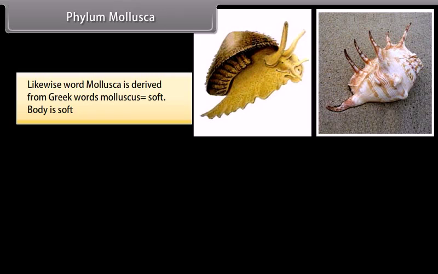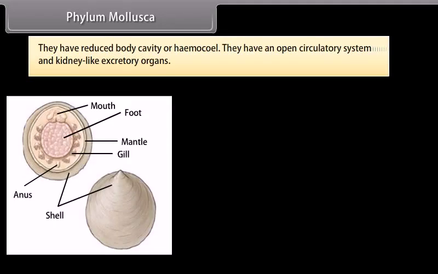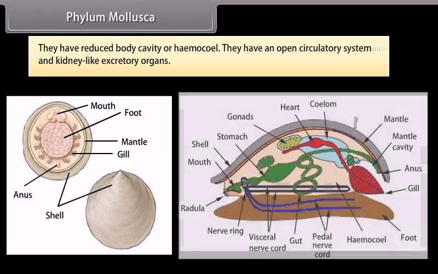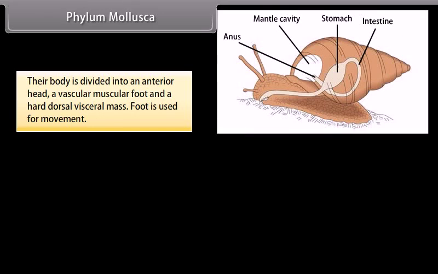Phylum Mollusca. Likewise, the word Mollusca is derived from the Latin word molluscus, soft, the body is soft. The animals of phylum Mollusca are bilaterally symmetrical with little segmentation and without appendages. The size of the body ranges from microscopic to a giant, that is, the octopus. They have a reduced body cavity or hemocoel. They have an open circulatory system and kidney-like excretory organs. Their body is divided into an anterior head, a ventral muscular foot, and a hard dorsal visceral mass.